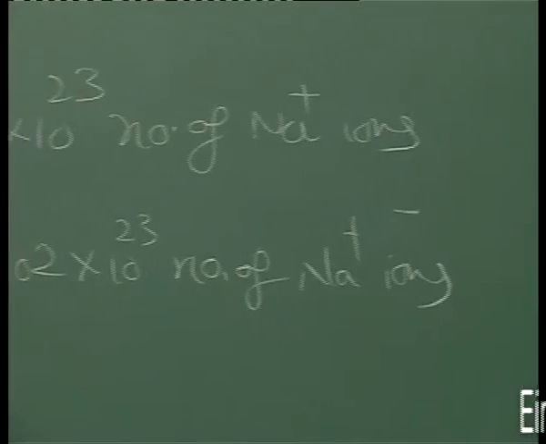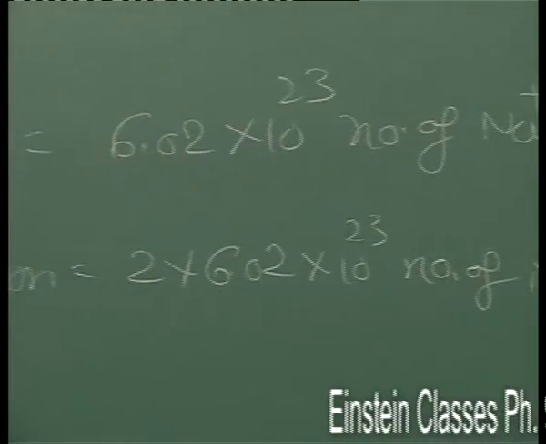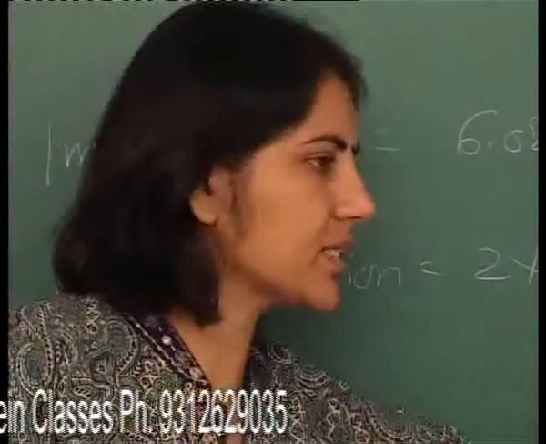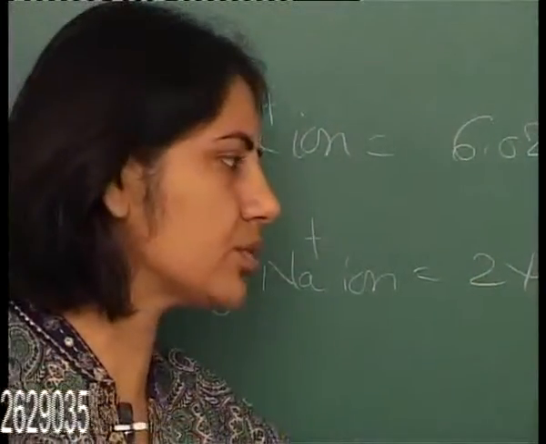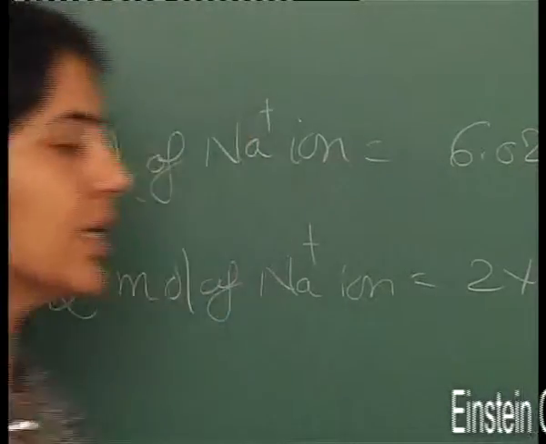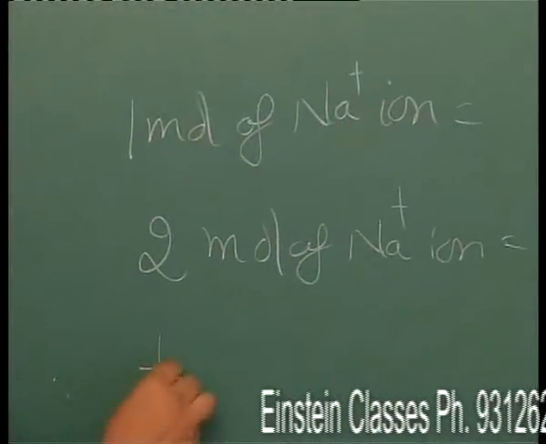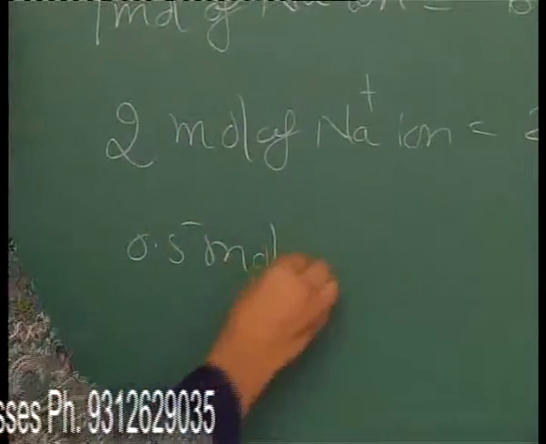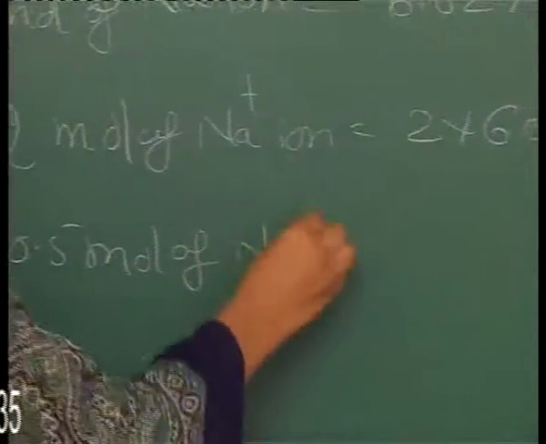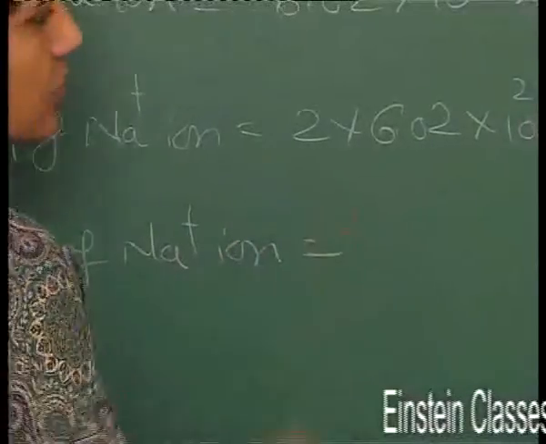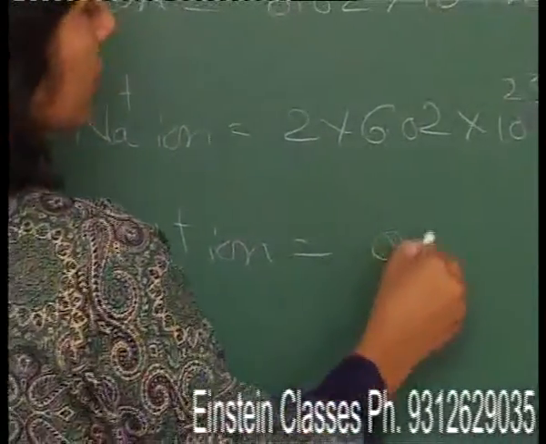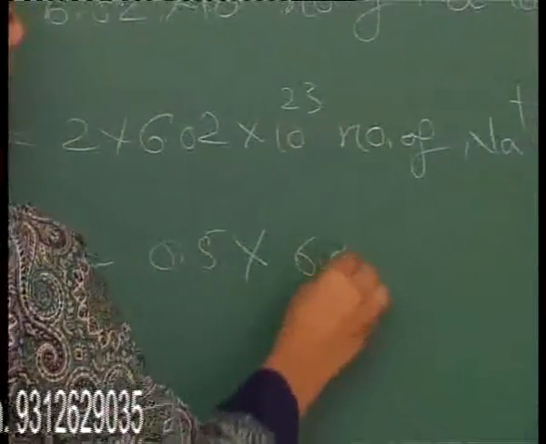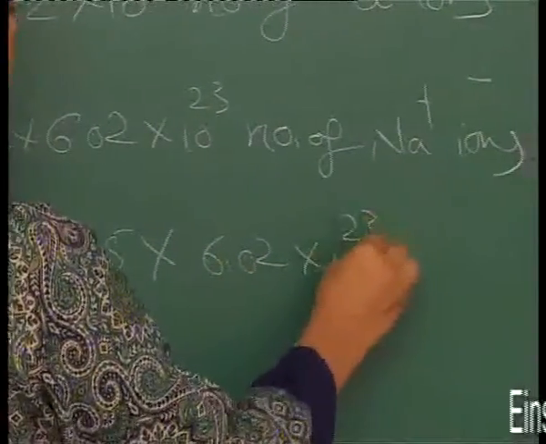Similarly, if we take 2 moles of Na+ ion, the number of ions is 2 × 6.02 × 10^23. Similarly, we can take half a mole even, it can be in fractions too. If we have taken 0.5 mole of Na+ ion, in that case how many ions would there be? So 0.5 × 6.02 × 10^23 ions.